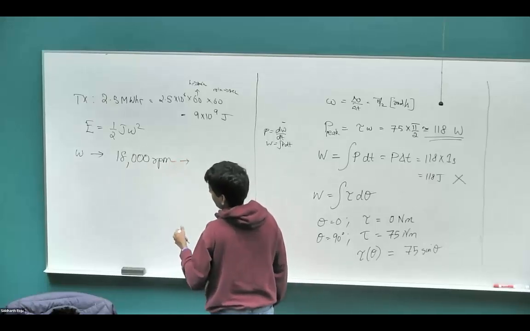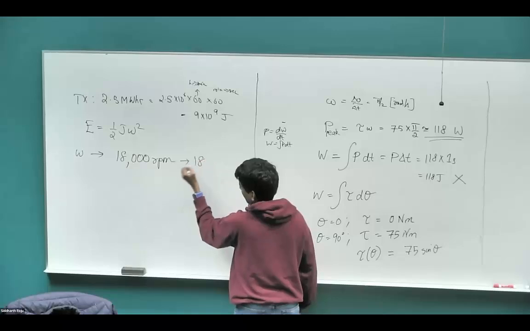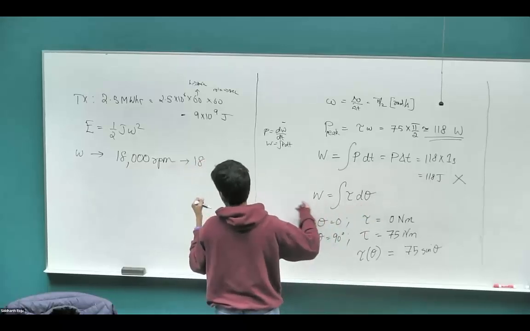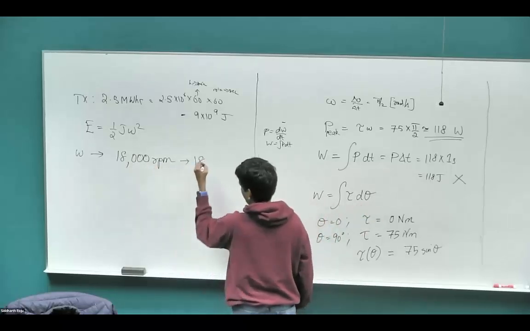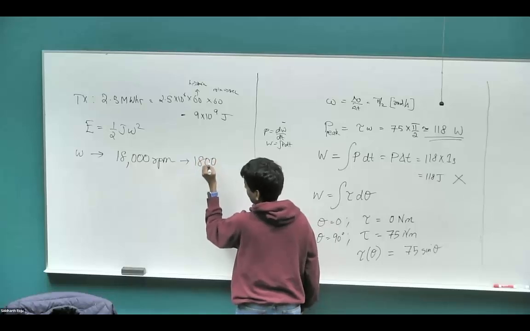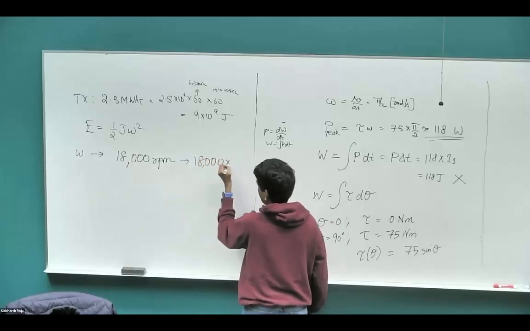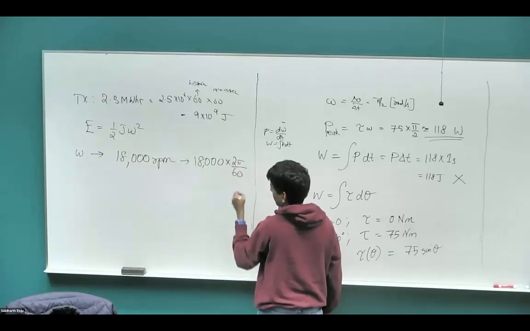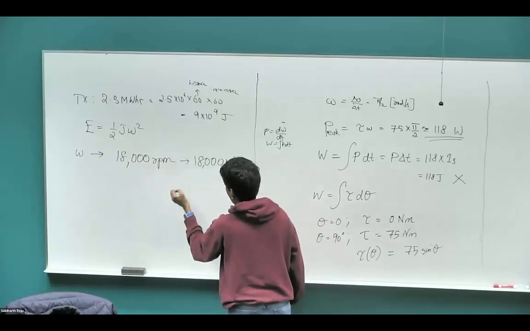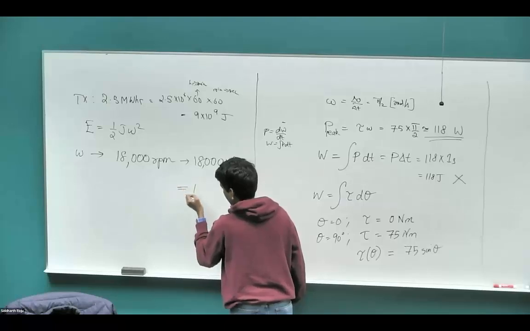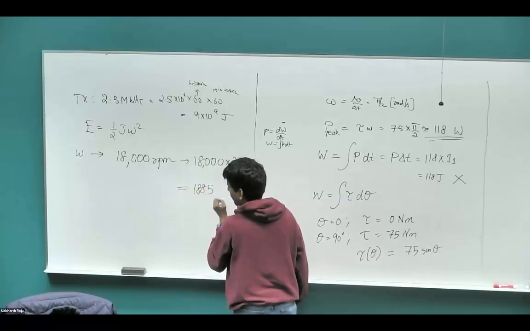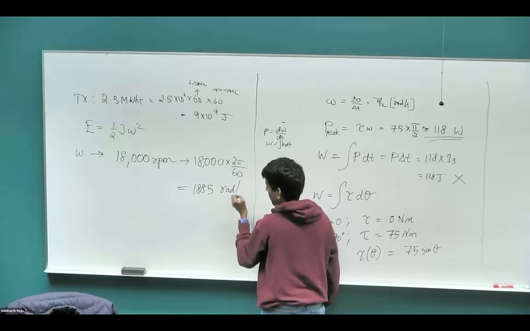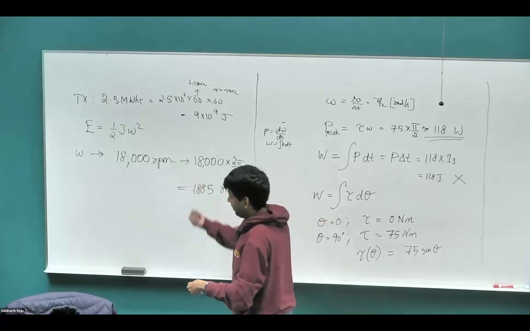So let's convert this to radians per second. It should be roughly a tenth of it, because last time I said going from radians per second to rotations per minute is 10 times. So 18,000 times 2.5 divided by 60. This is just a factor of 10, so that should roughly be 1,800. The correct value is 1885 radians per second.